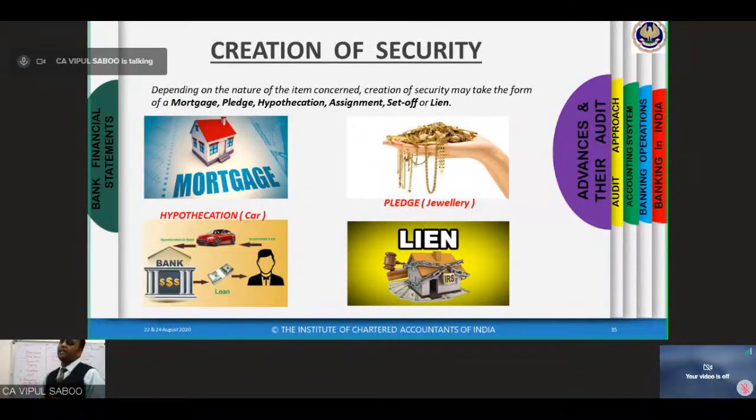Lien is nothing but a right, a priority right over somebody else's asset. Somebody is the legal owner of an asset and you get a priority, legal right over that asset. That is called lien. Okay, these are all liens. I suppose, Ajay, I have told you why it was hypothecation. Okay, so we move ahead.